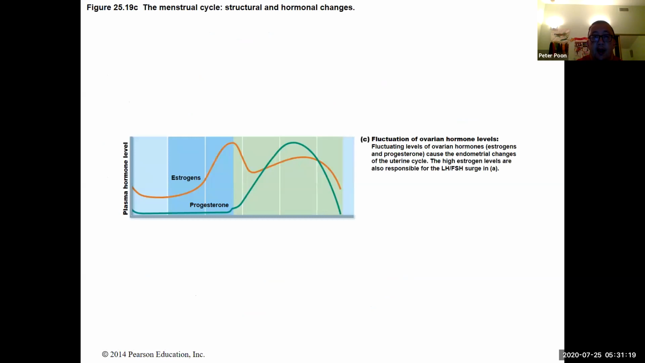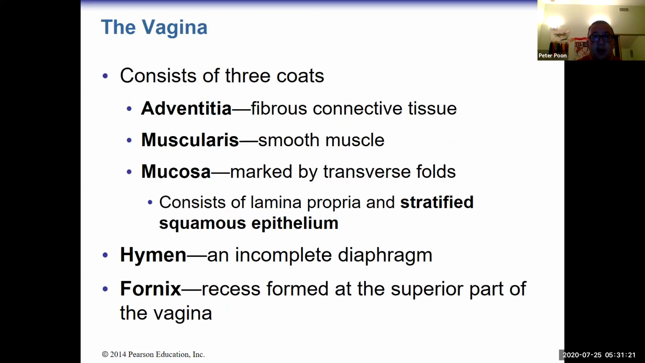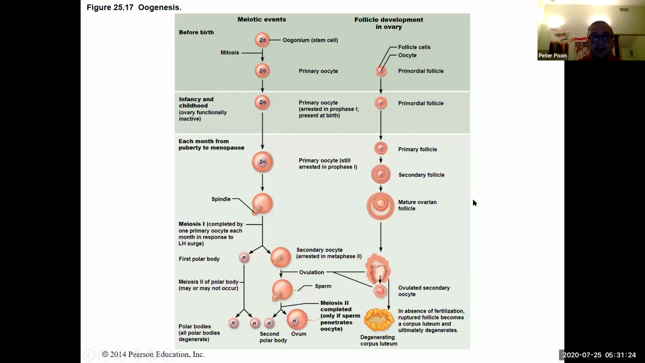All right. Now let's talk about the egg. So this occurs before birth. Okay. So the meiotic events, this all occurs before birth. This is very different than the sperm because the sperm developed after birth. In fact, it develops after puberty. But this occurs before birth.